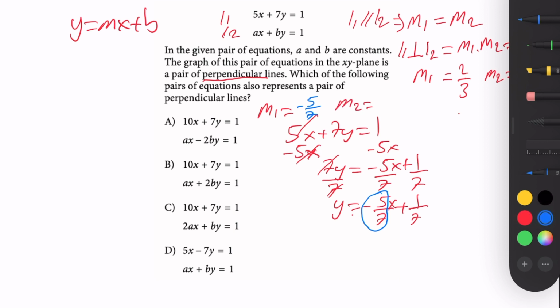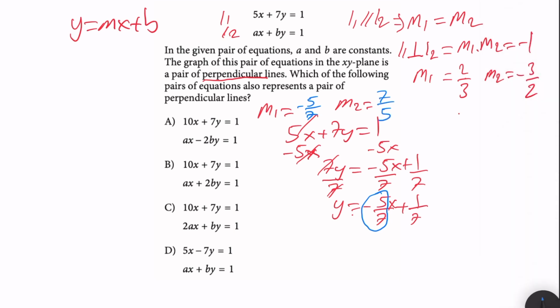I said that since they are perpendicular, the slope is the opposite reciprocal. This is negative, so this will be positive, and the reciprocal of 5 over 7 is, just flip it, 7 over 5. So the slope of the second one has to be 7 over 5. How can I find m2?